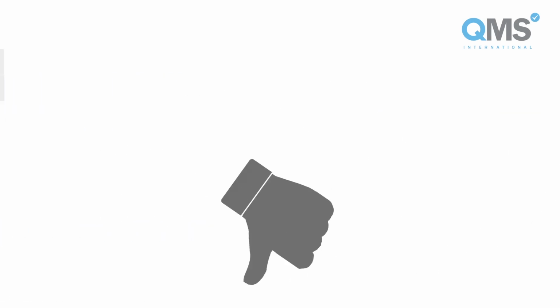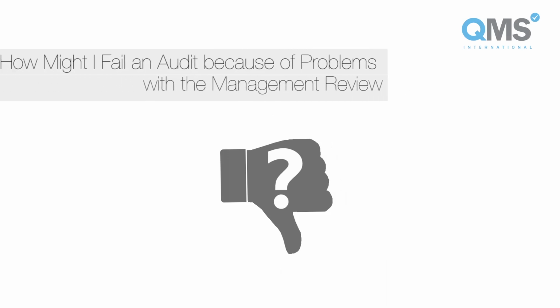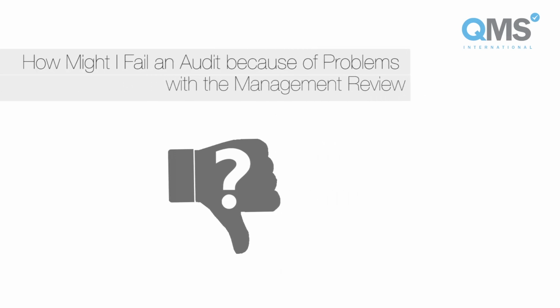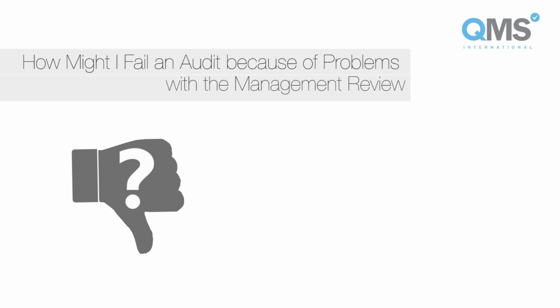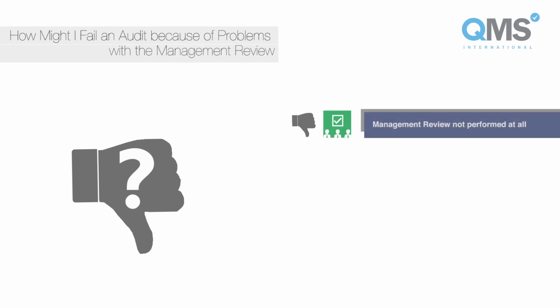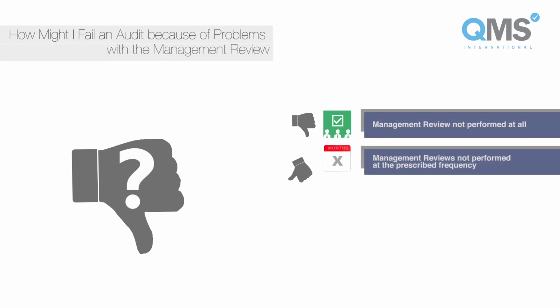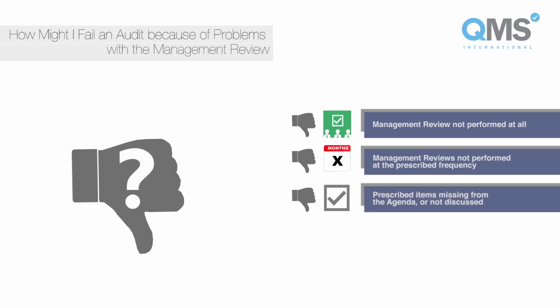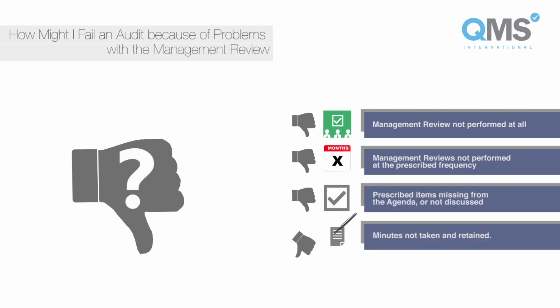How might I fail an audit because of problems with a management review? Issues which might cause you to fail an audit include management review not performed at all, management reviews not performed at the prescribed frequency, prescribed items missing from the agenda or not discussed, minutes not taken and retained.